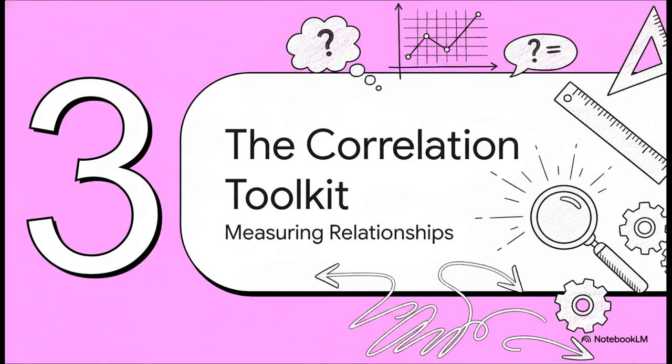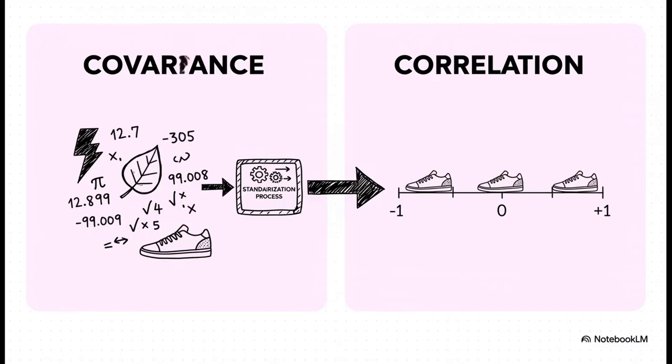Okay, so now we know what it is, but how do we actually measure it? How do we put a number on that relationship? Well, that's where our toolkit comes in. Now, you might have heard of another term, covariance. It's a related idea, but what makes correlation so incredibly useful is that it's standardized.